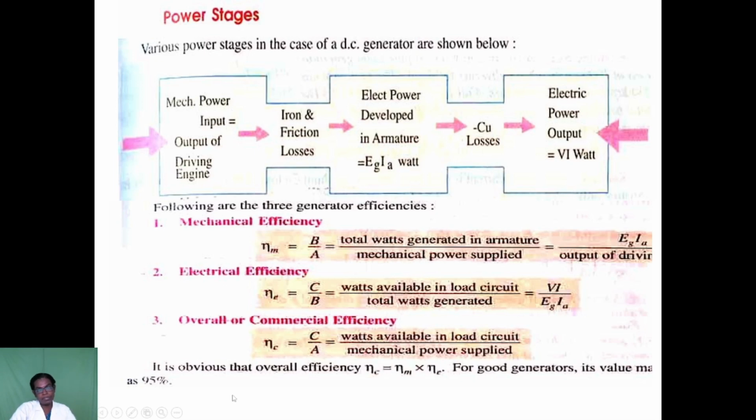So the power stages. From the beginning, mechanical power input goes to the iron and friction losses, then electrical power generation, the copper losses, and electrical power output. So mechanical input, power developed, power output and mechanical efficiency. Total watts generated in armature to mechanical power supplied is the electrical efficiency: watts available in the load circuit to the load watts generated. Overall commercial efficiency is watts available in the load circuit to mechanical power supplied.